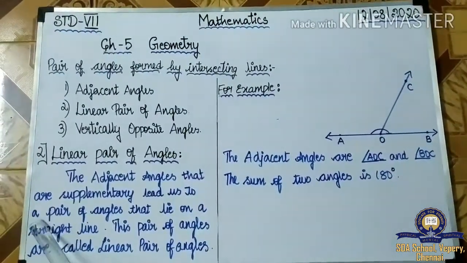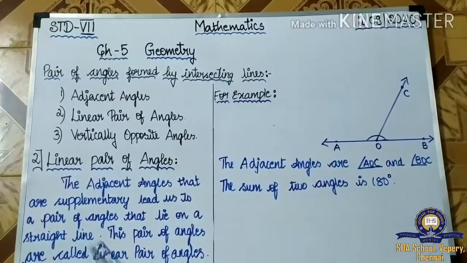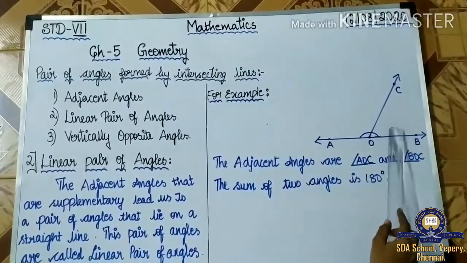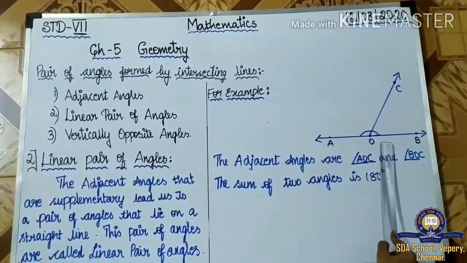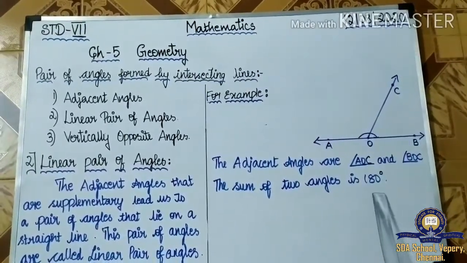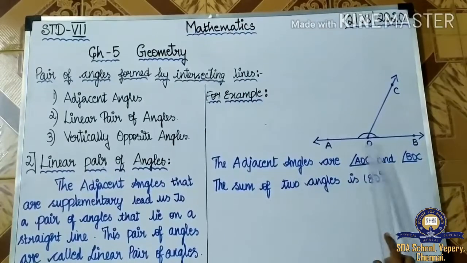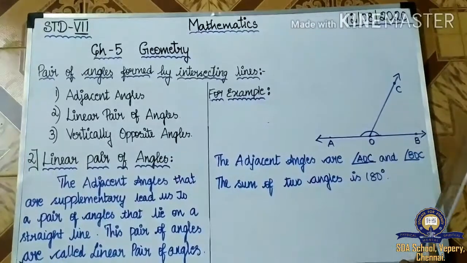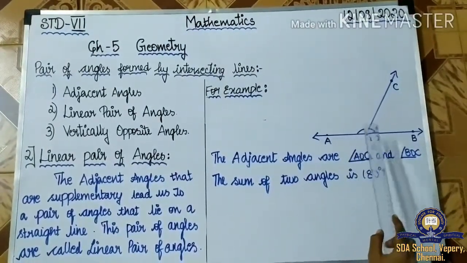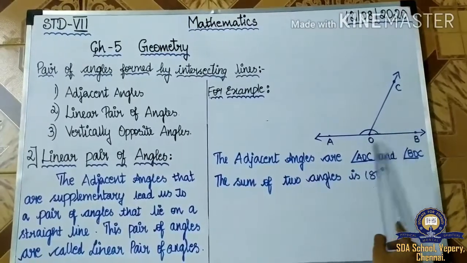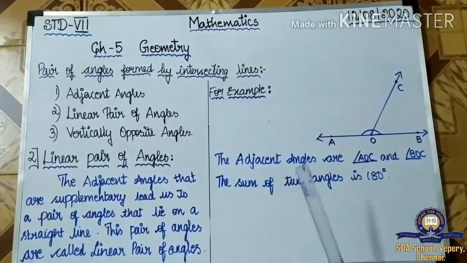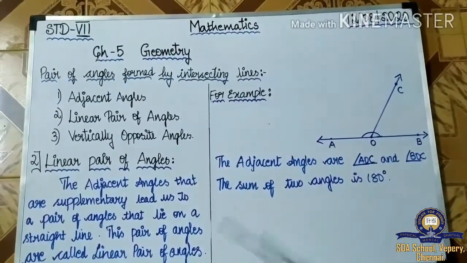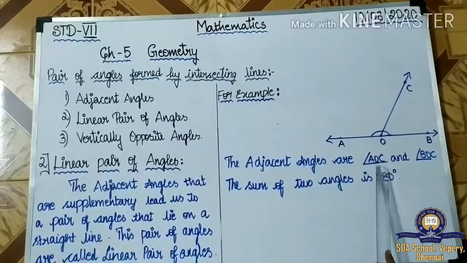See here the definition: a pair of angles that lie on a straight line, right? So here we have a pair of angles. Angle AOC and BOC lie on a straight line, and the sum of the two angles is 180 degrees. We can observe in the figure that OA and OB are opposite rays. Here, angle AOC and angle BOC are adjacent angles. Therefore, angle AOC and BOC form a linear pair.